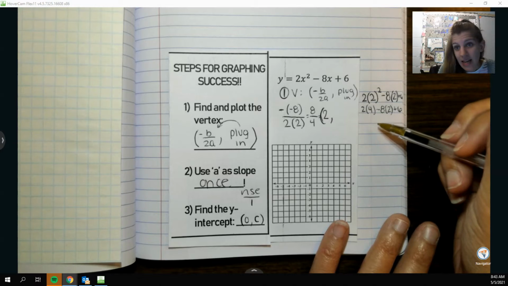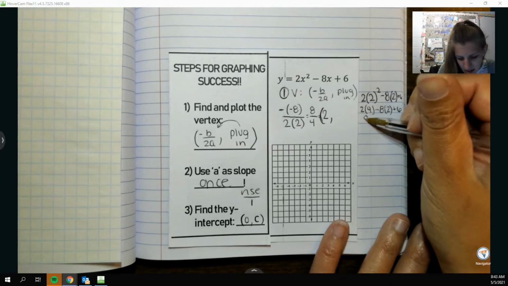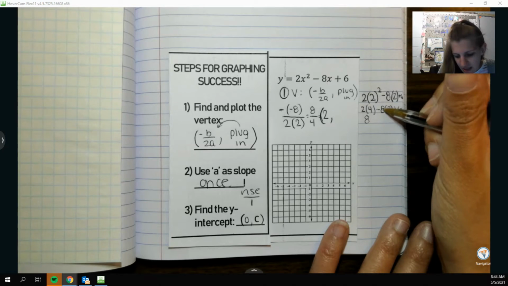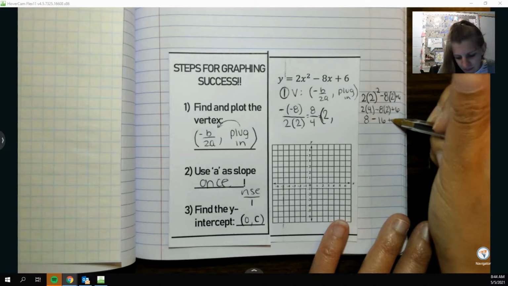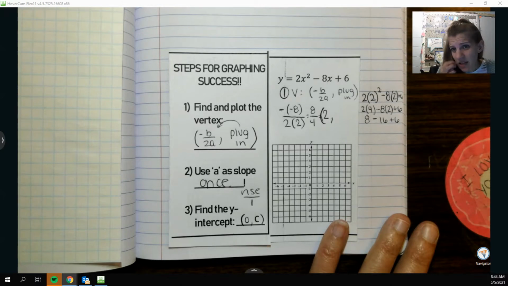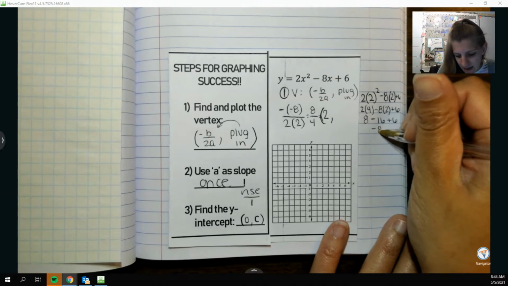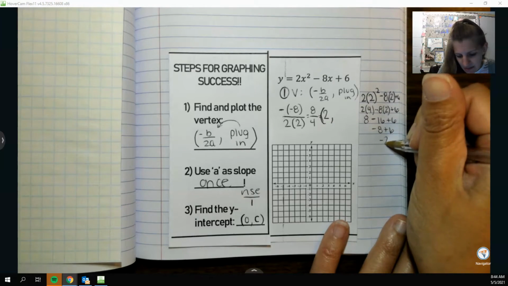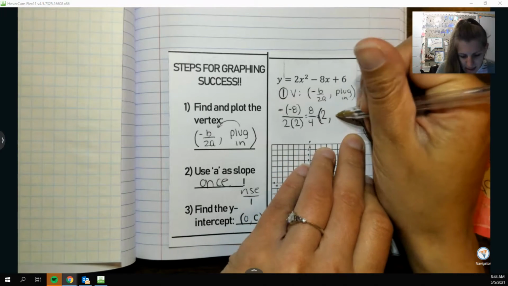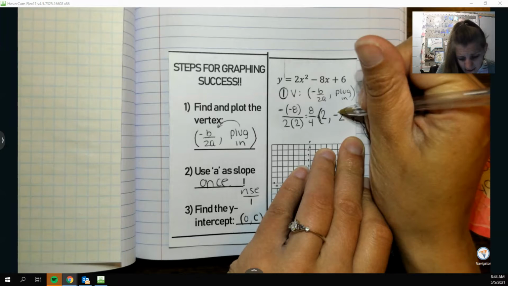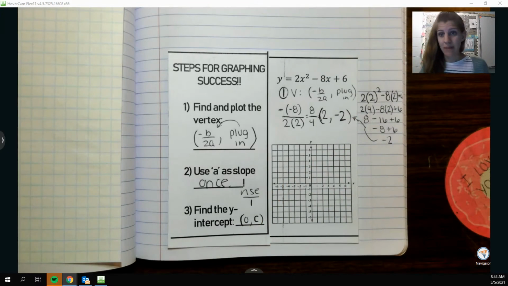Okay, then I can do multiplication. I have multiplication right here, and 2 times 4 is 8. I also have multiplication right here, and 8 times 2 is 16. Now I just have addition and subtraction, so I'm going to go right in order, and 8 minus 16 is negative 8, plus 6 is negative 2. So we had to do all that side math to get that the y value of my vertex is negative 2. Ugh, I know we don't love it.